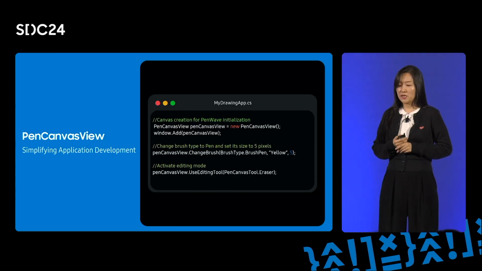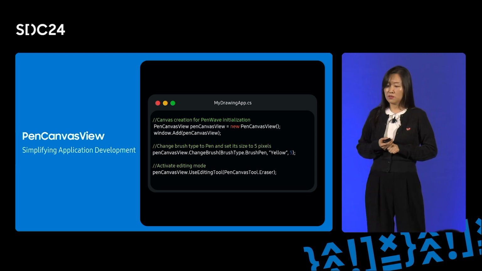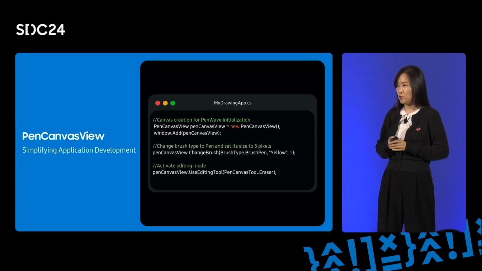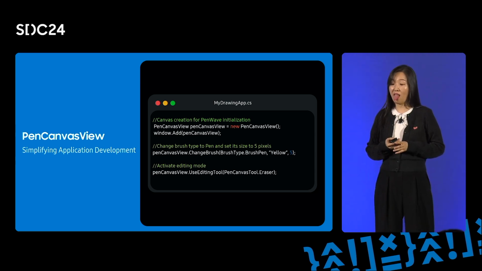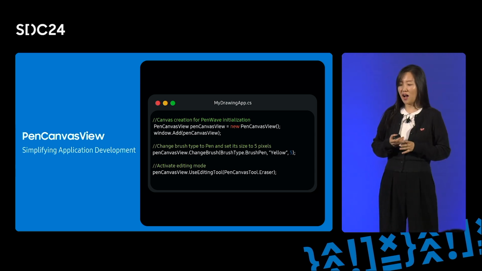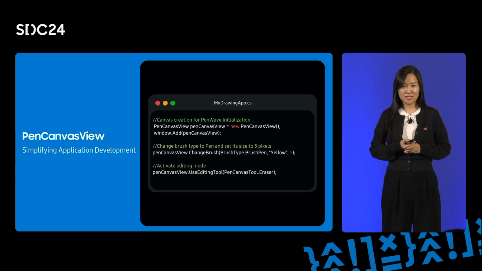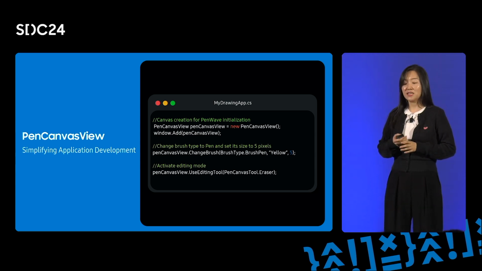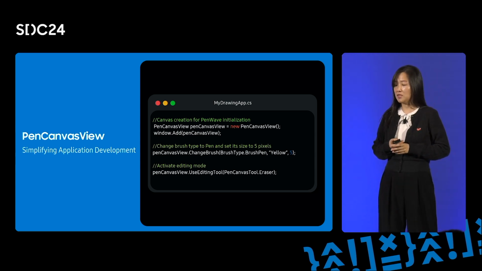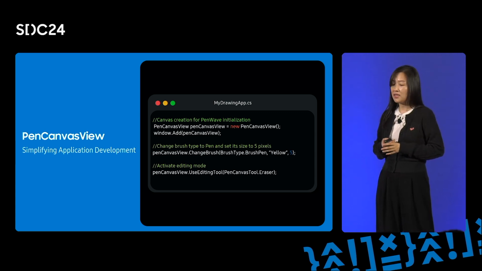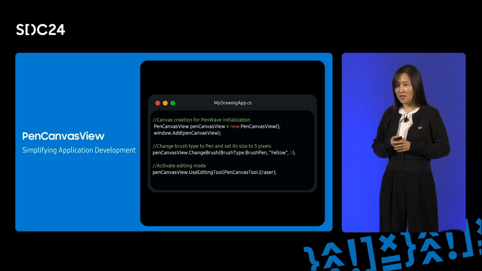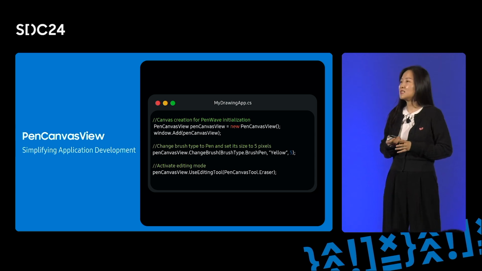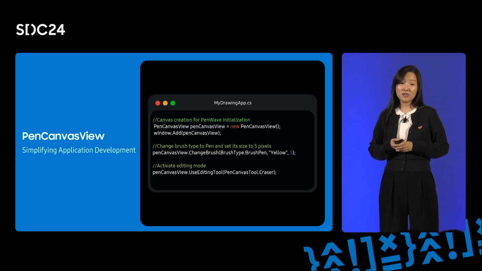Finally, to make it easier for developers to utilize handwriting features, we provide the pen canvas view, which hides the complex implementation details. It's incredibly simple to use, enabling you to focus on creativity rather than technical challenges. Explore PenWave coming in Tizen 9 and create a variety of apps.